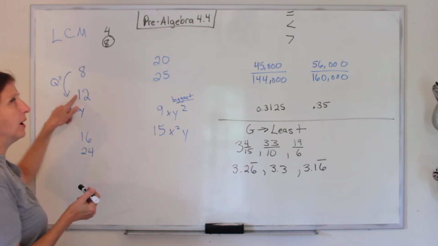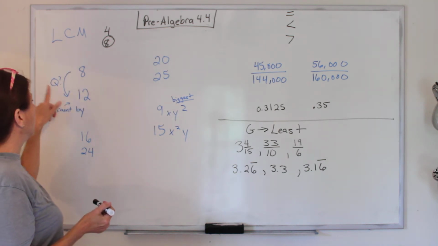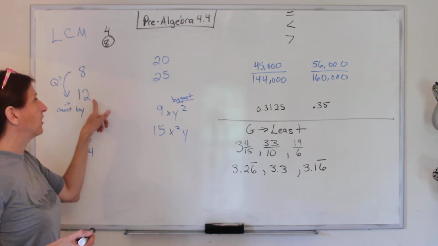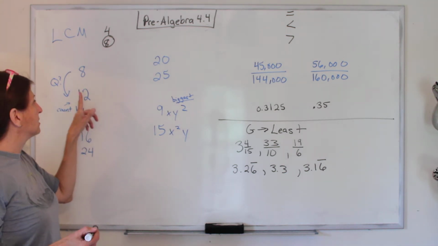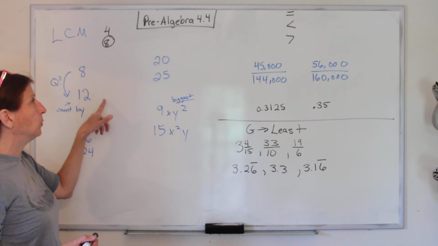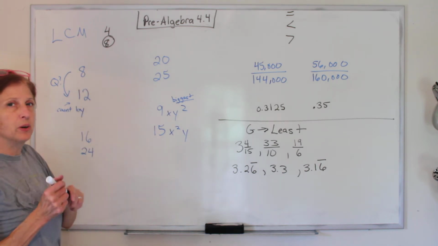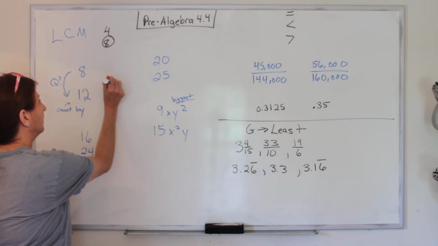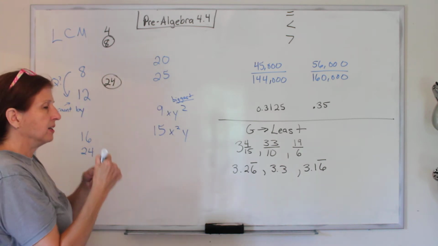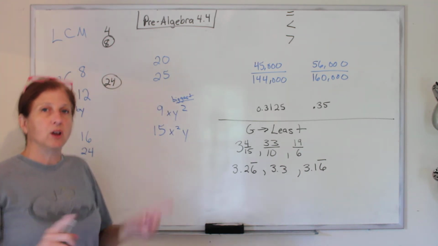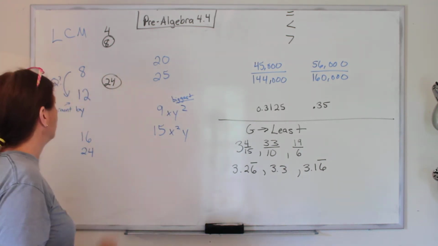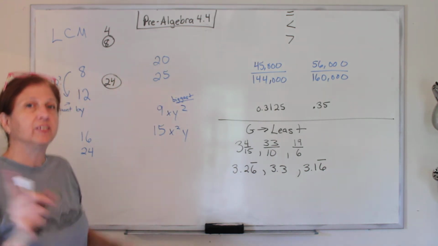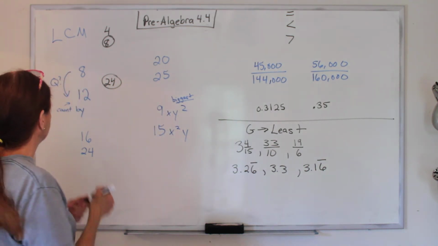Okay, so let's do it. Does 8 go into 12? No. So if the answer is no, you skip count by the big one. So 12, the next one is 24. Does 8 go into 24? Yes, it does. The 12 song is, it started with a 0, 12, 24, 36, 48, 60, 72, 84. Okay, I'll quit singing.